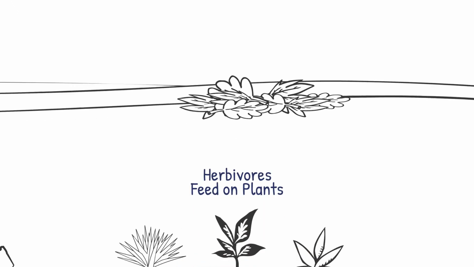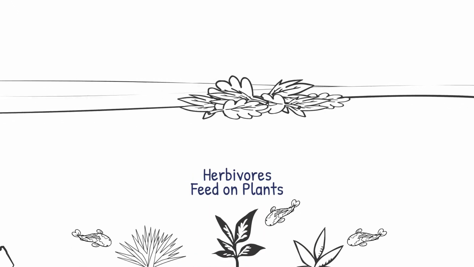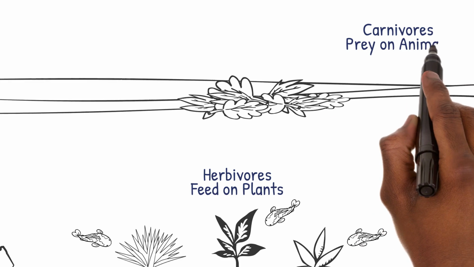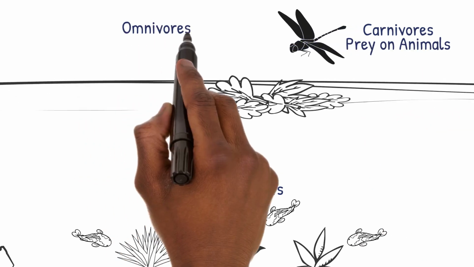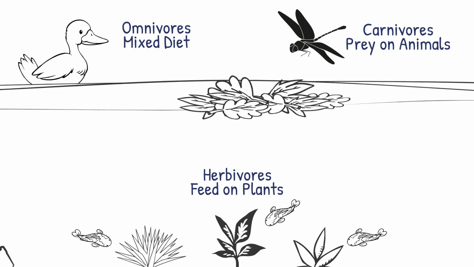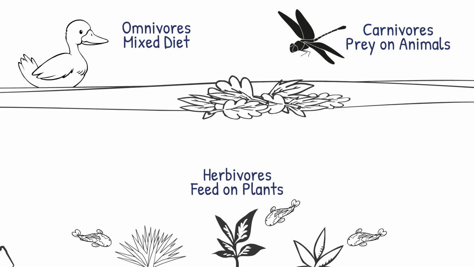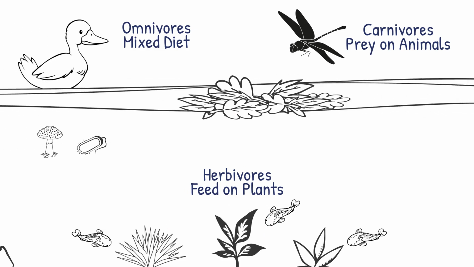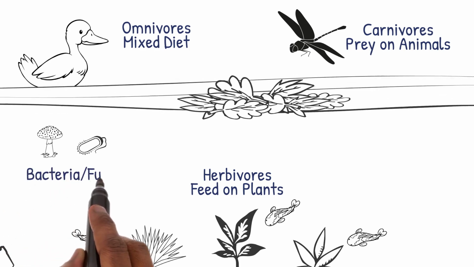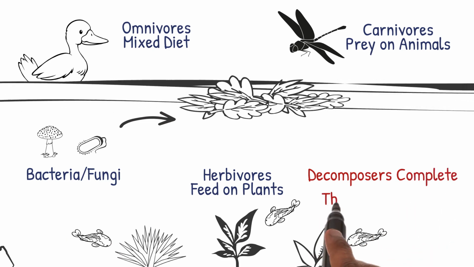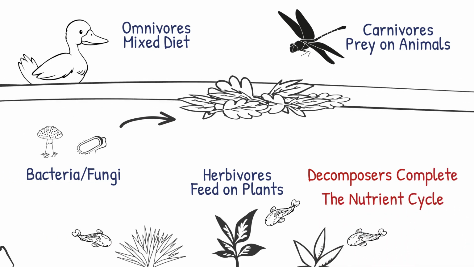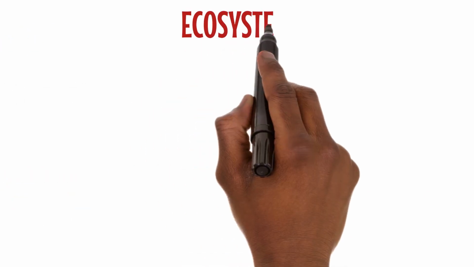Some herbivores, like tadpoles, feed on plants. Carnivores, like dragonfly nymphs, prey on other animals. And we have omnivores, like ducks, which have a mixed diet. Lastly, the decomposers in the pond, such as bacteria and fungi, break down organic matter like fallen leaves, completing the nutrient cycle. Ecosystems come in different types.